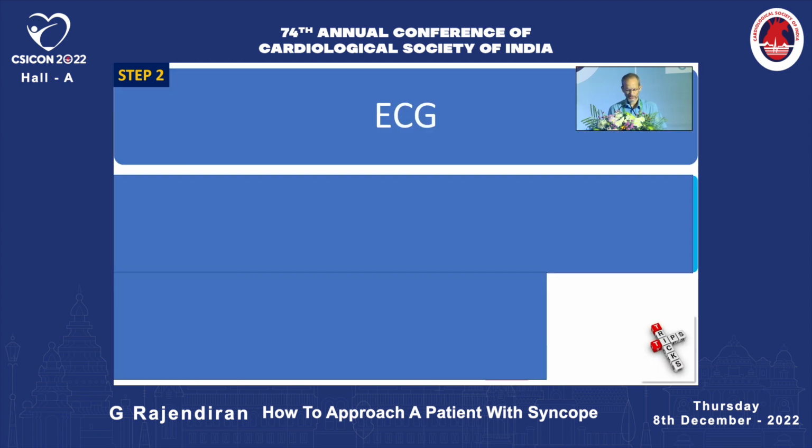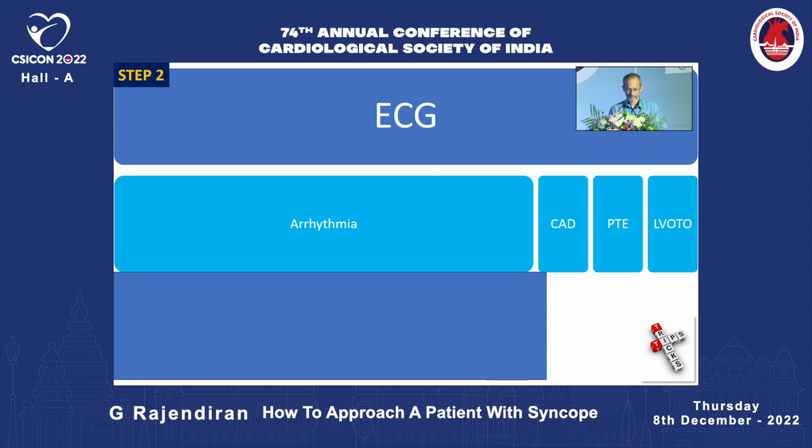Then, of course, we all know the uses of ECG in syncope patient. It is mainly to differentiate arrhythmias, but the other important things, it might give a clue about the underlying condition like LV outflow obstruction or coronary artery disease, or even acute pulmonary embolism presenting as syncope.